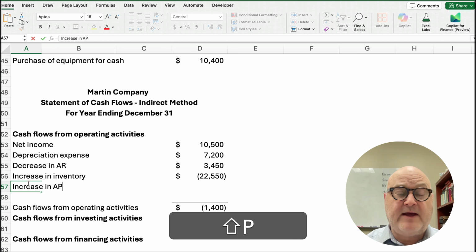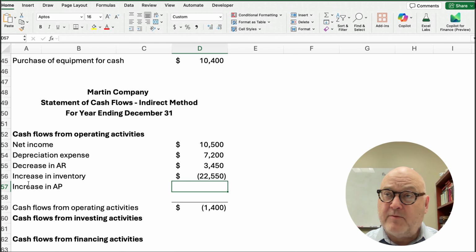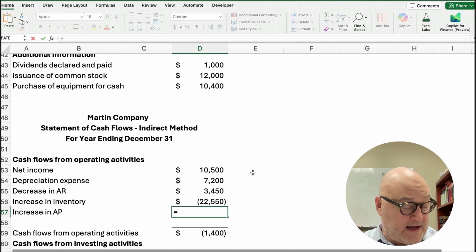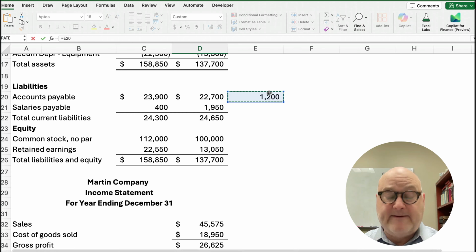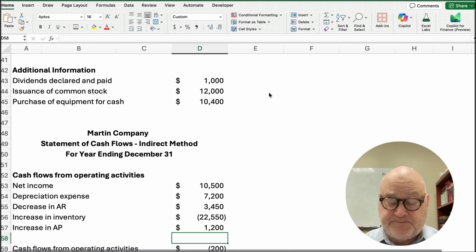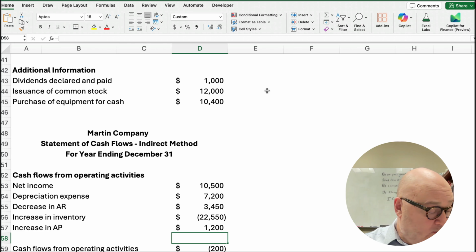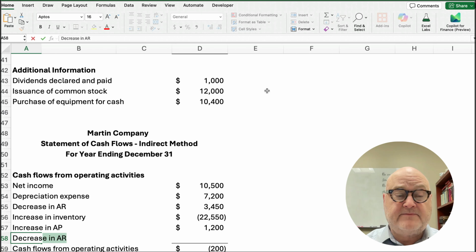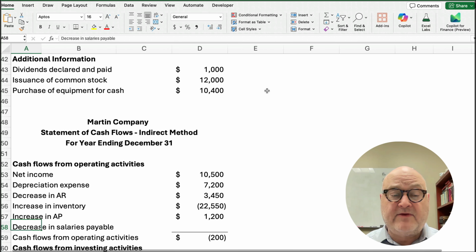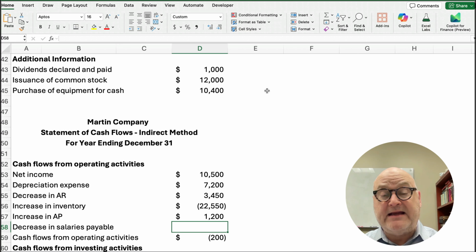Increase in accounts payable. All right? Now, if we're borrowing money, if our liabilities go up, then that means our cash goes up. So this $1,200 is going to be an increase in cash. Okay, the very last thing is we're going to have a decrease in salaries payable. A decrease in salaries payable. So that number is going to be a negative number.